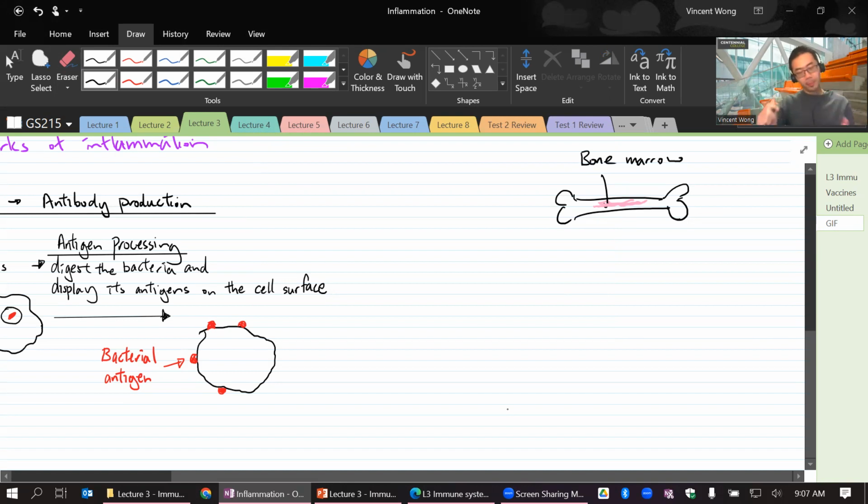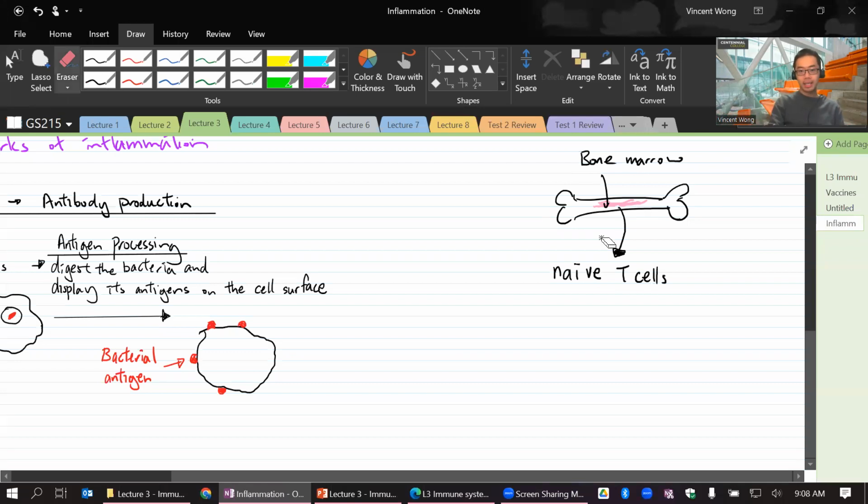And you probably remember in the bone marrow, we have something called hematopoiesis, right? That is the process of creating new blood cells. So from the bone marrow, we are going to have these white cells coming out, and the one that we want to focus on is something called naive T cells.